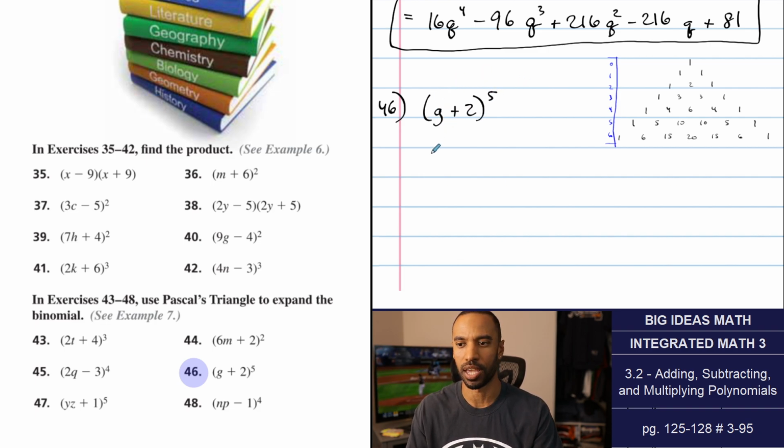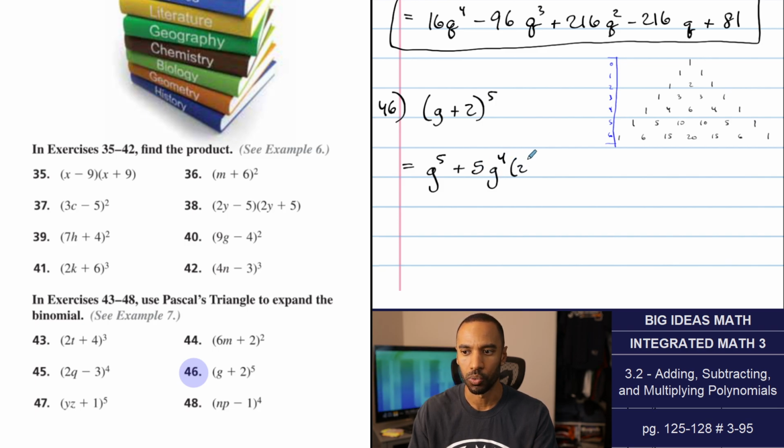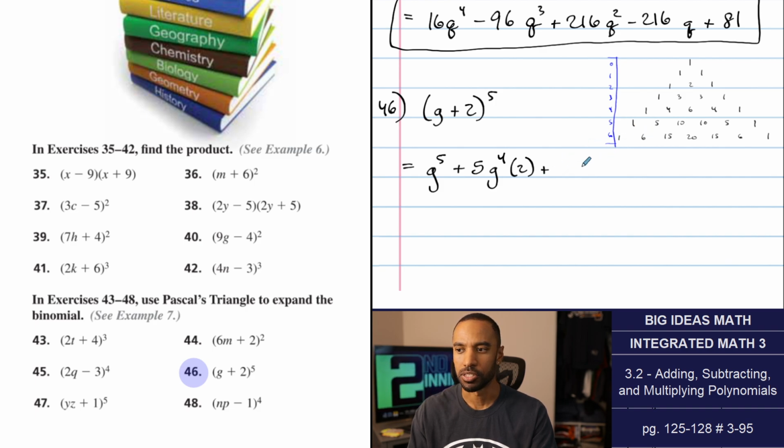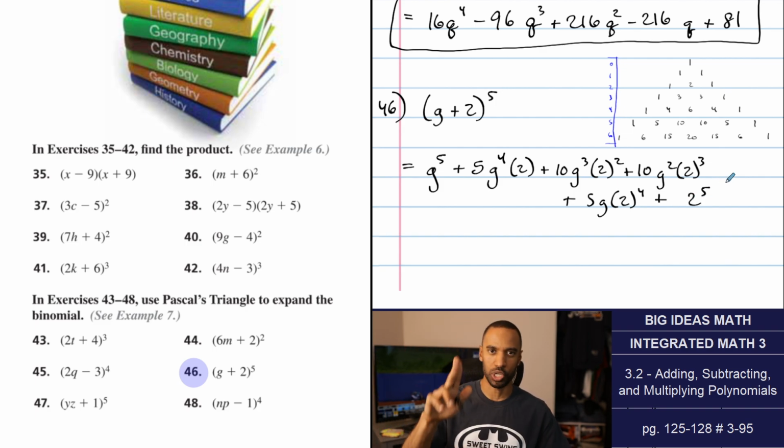All right, the numbers are smaller, which is kind of nice. So the first one is g to the 5th. Remember, it's 1 times g to the 5th times 2 to the 0. So g to the 5th. The next one, the g will be to the 4th, but I need the 5 here in the coefficient. 5 times g to the 4th times 2. Remember, 2 is to the 1st power. Plus 10 times now g is going to be cubed, and 2 is going to be squared. Plus 10. Now g is squared and 2 is cubed. Plus 5. Whoopsie. g is to the 1st and 2 is to the 4th. Plus 2 to the 5th, 1 times g to the 0 times 2 to the 5th.